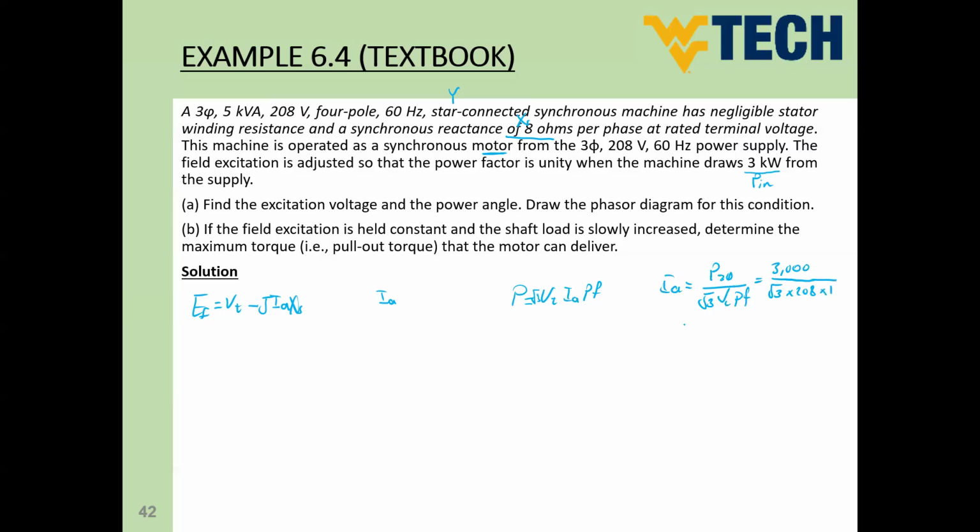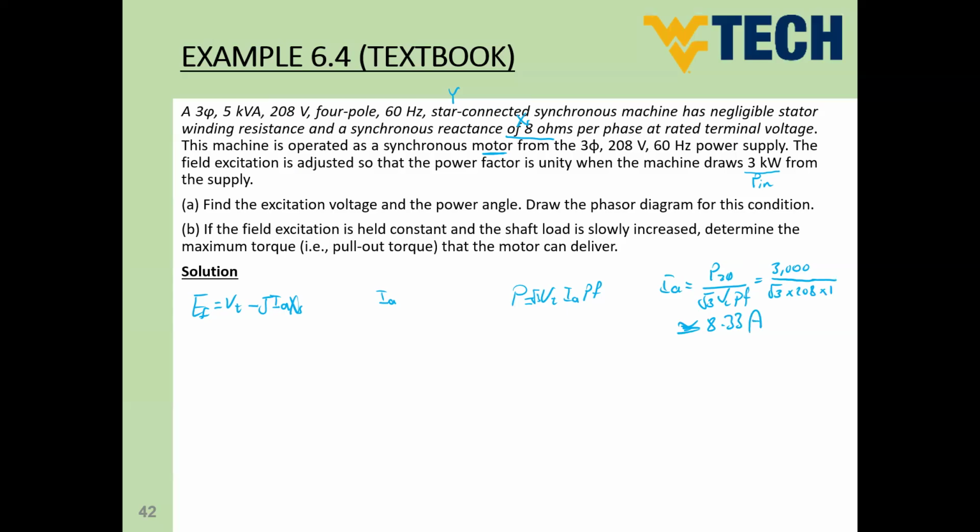So from here we can get the current magnitudes. Let me calculate that with you. So 3000 divide root 3 times 208. So the current is 8.33 ampere. Current equal approximately 8.33 ampere. So this is the current magnitude.